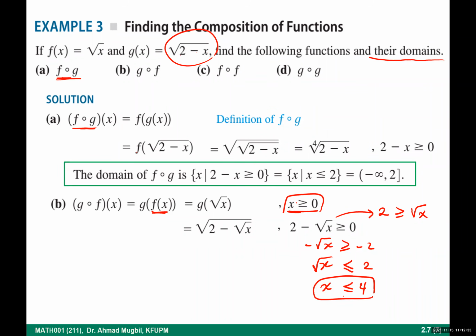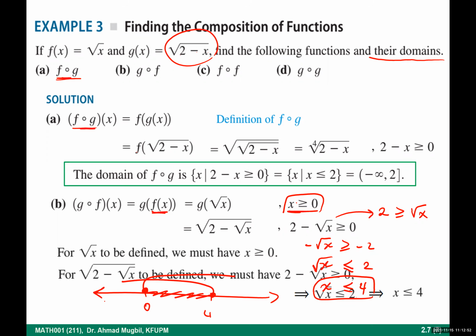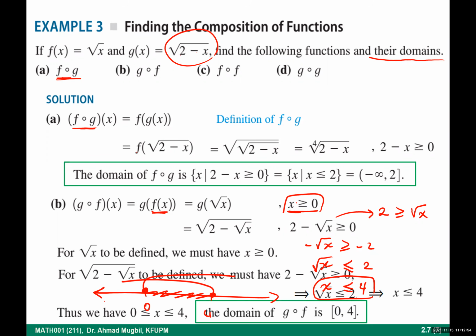How to combine these two conditions together? You need to find the intersection here. This is 0, this is 4. X greater than or equal to 0, X less than or equal to 4. Here we are. X is here. So the domain of the composition G and F is what? The closed interval 0 to 4.